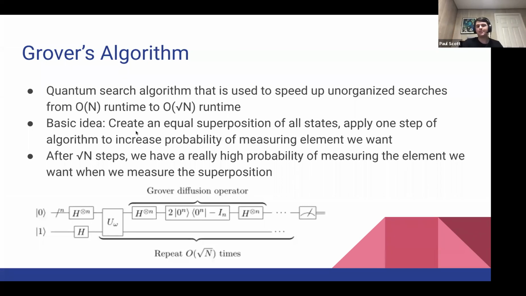Once we do that, we apply a step of the algorithm. For the quantum state that we want to measure, this step will increase its probability amplitude while simultaneously decreasing the probability amplitude of all the other elements. Then after we repeat the process root n times, we will have a very high probability of measuring the element that we want in the superposition.